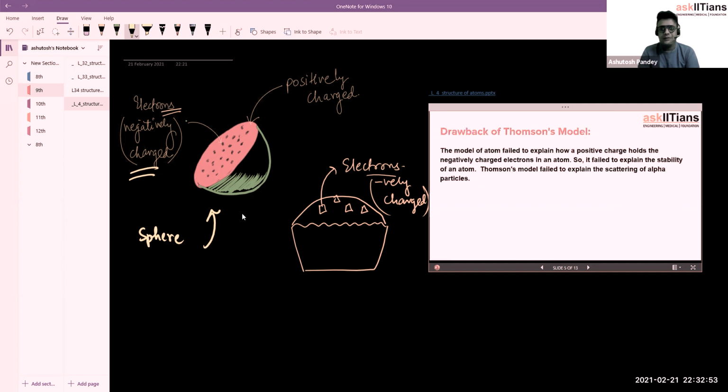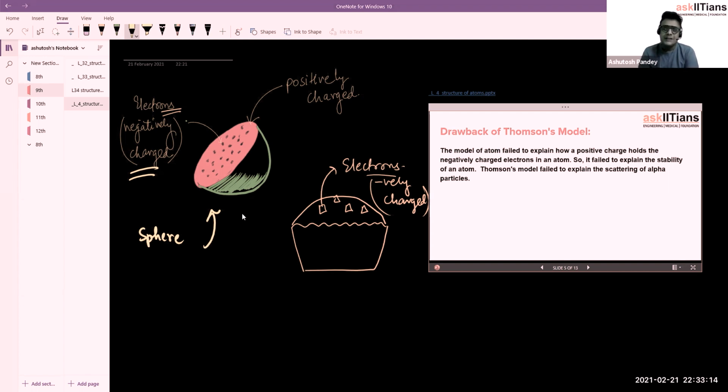What are the drawbacks of Thomson's model then? The first drawback is that he was unable to explain many things. As we know today, atoms are very different from what Thomson had proposed.